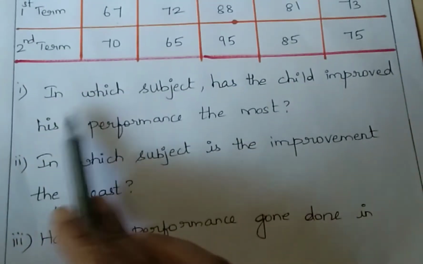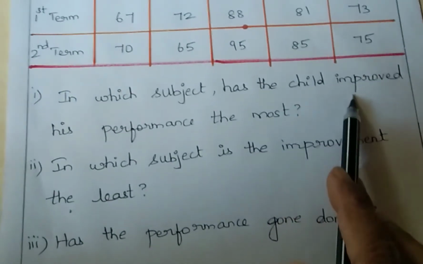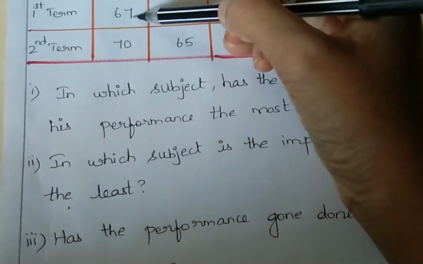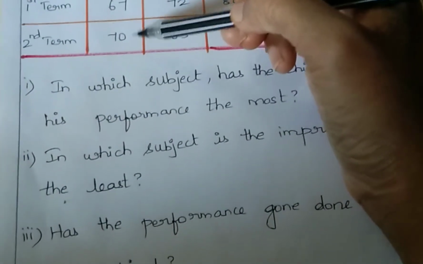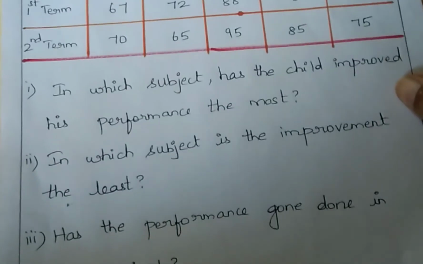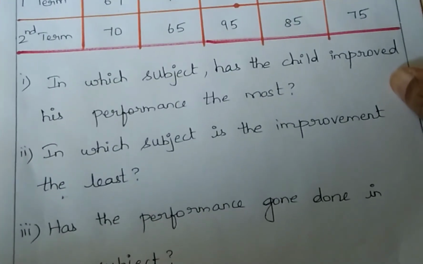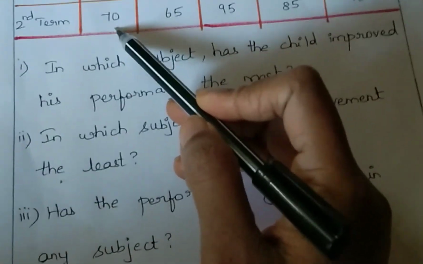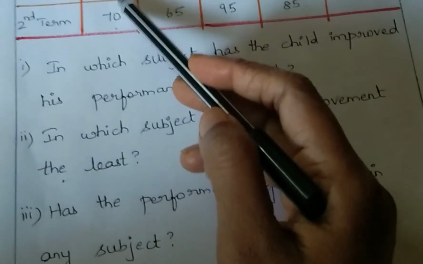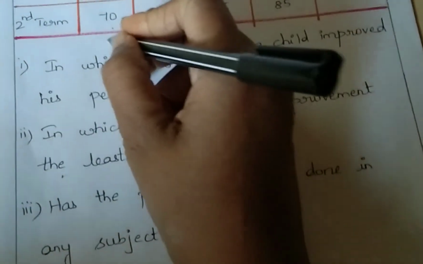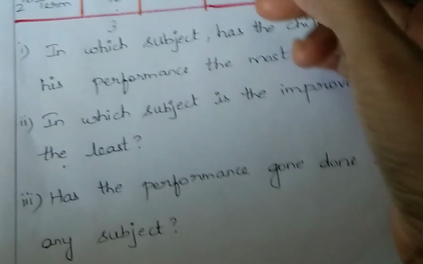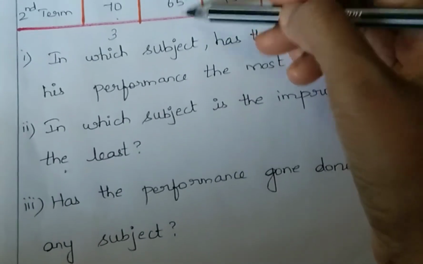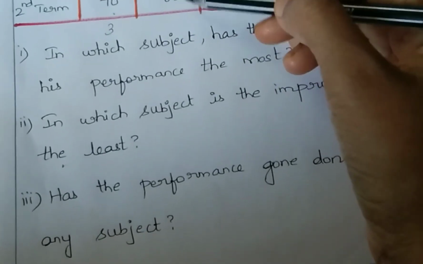Children, in which subject has the child improved his performance the most? Compared to the first term, in which subject has the child scored more marks? We have to find. How can we find? We have to subtract and see. The second term mark in English is 70 and the first term mark is 67. So what is the difference? 3 marks is the difference. Now in Hindi, first term is 72 and second term it is 65. So the mark has come down, so you don't need to find the difference.